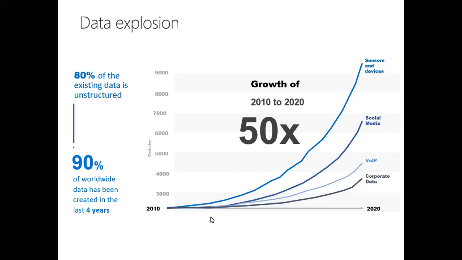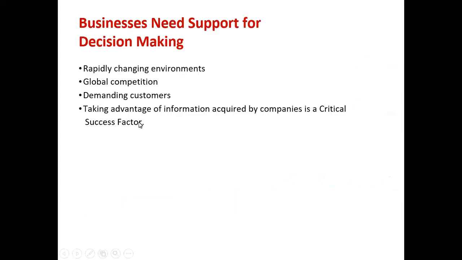So this is the growth of data. You can see here the business need for support for decision making. Why do we need data analytics or business intelligence? One reason is rapidly changing environments. If you look at the 1970s or 1980s and compare with the present market, the market is rapidly changing, right? Because of the internet, because of competition, because of more customers.